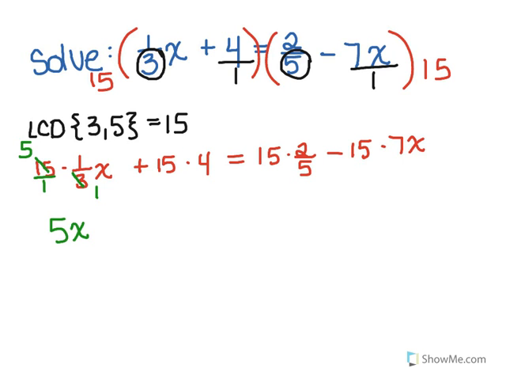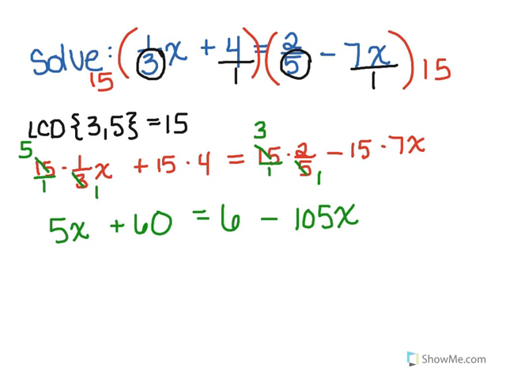15 times 4, we don't have to worry about denominators, so we just get plus 60 is equal to, same thing here, I could put it over 1, and essentially what happens is that 15 divided by 5 simplifies, because they're both divisible by 5. So this becomes a 1, this one becomes a 3. Now my denominator is just a 1, so I don't need to write it. And in the numerator we have 3 times 2, so we get 6, minus, and then we multiply the 15 and the 7. So we get 105x.